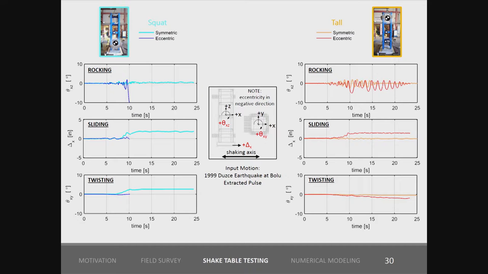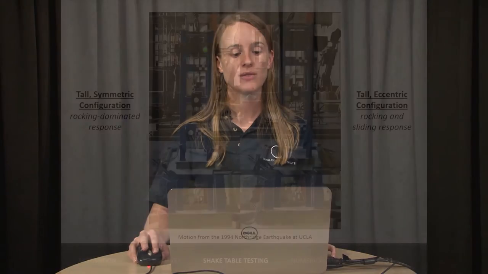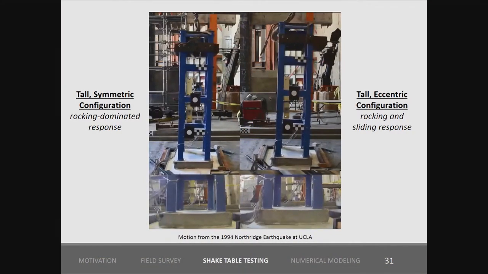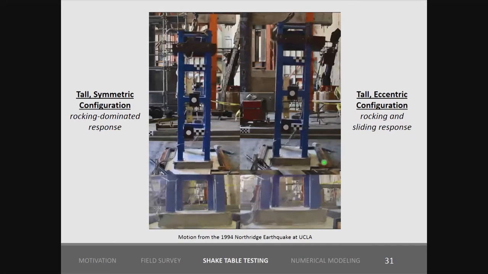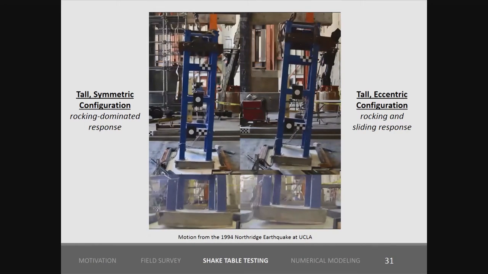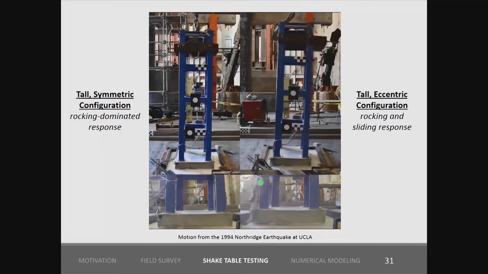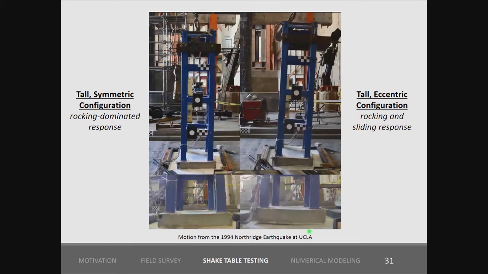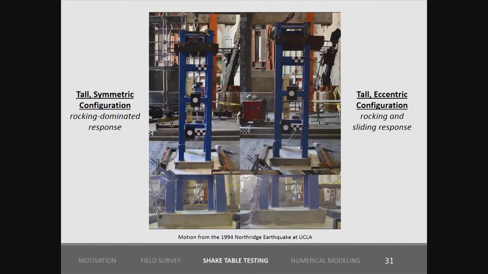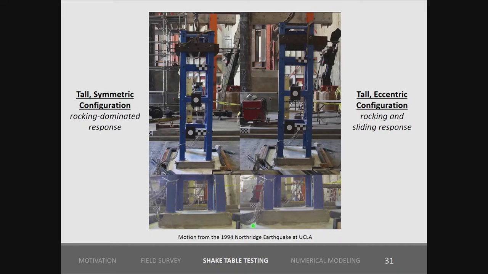However, this eccentric configuration shows not only an increased rocking response, but also an increase in terms of the sliding and the twisting demands, emphasizing the vulnerability of these already slender components, which can now be seen in a video format where the left-hand side takes this tall symmetric configuration and the right-hand side, subject to the same ground motion, this taller eccentric configuration. And both appear to be quite rocking dominated. However, I'll draw your attention to the bottom right-hand image of the interface of the tall eccentric configuration, which at the conclusion of the motion emphasizes how much displacement had actually accumulated over the given motion.